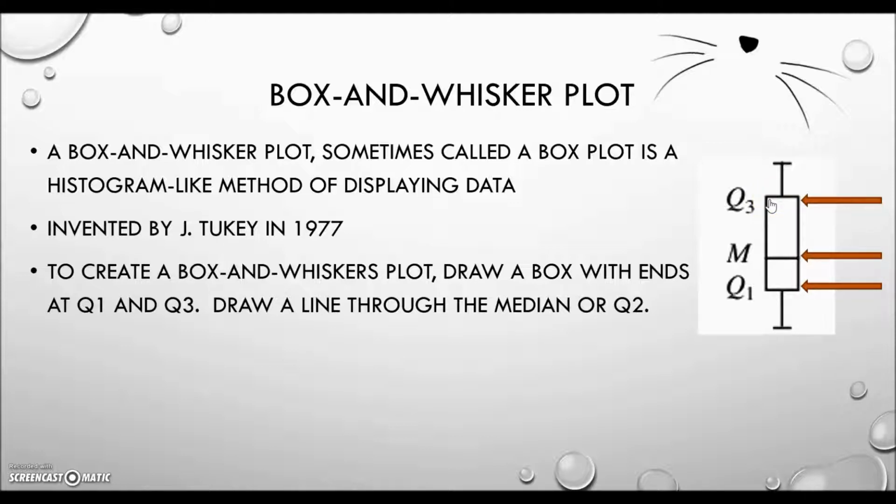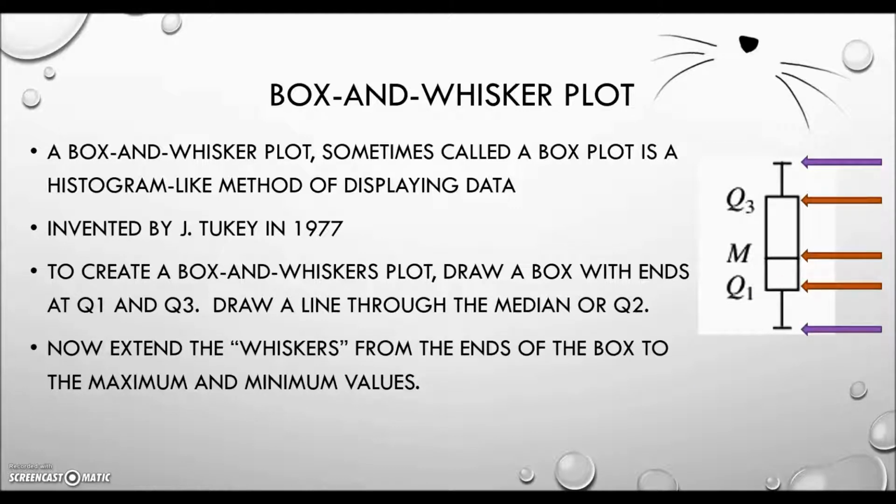and Q3, the third quartile. Then draw a third line through the median or the second quartile. Now extend the whiskers from the ends of the box to the maximum and minimum values. This, then, is our box and whisker plot.